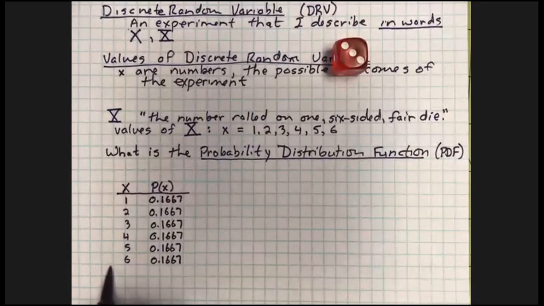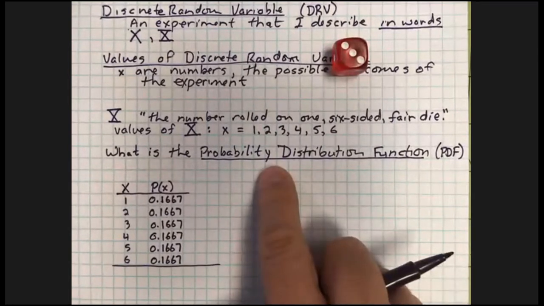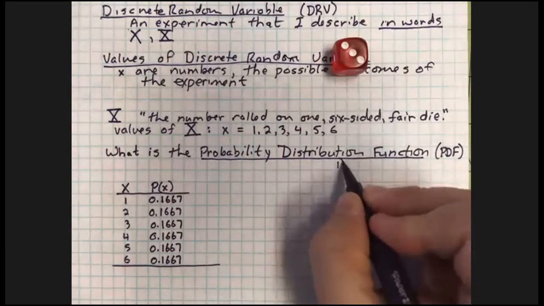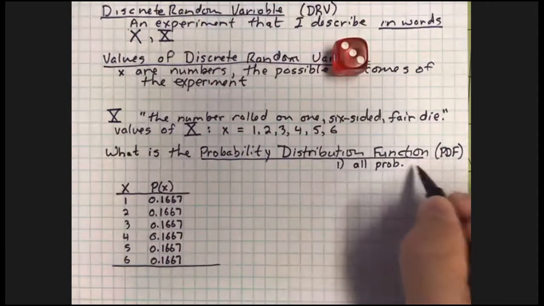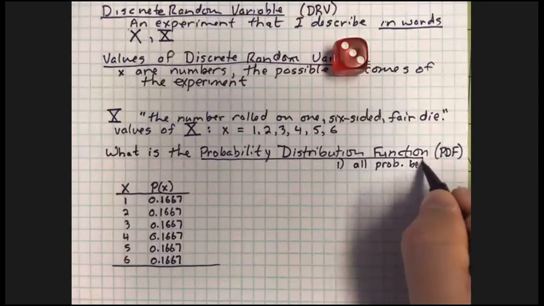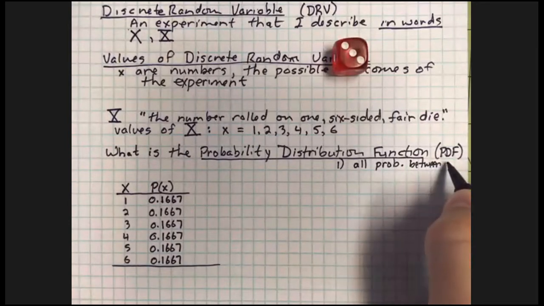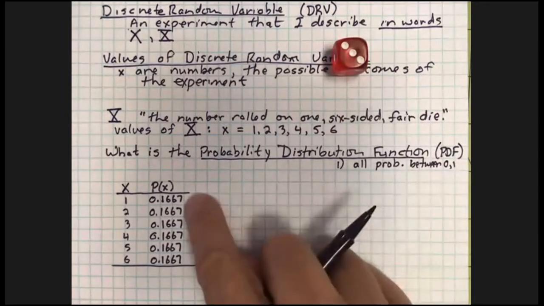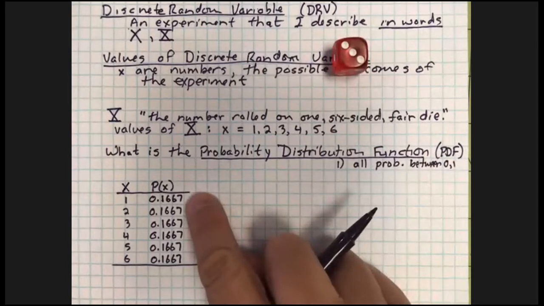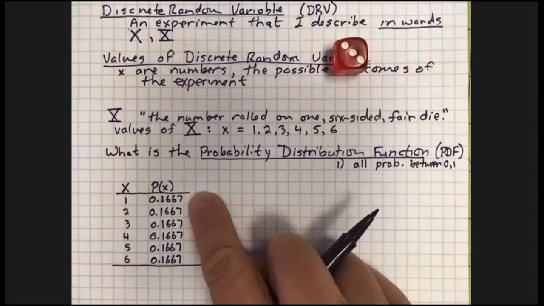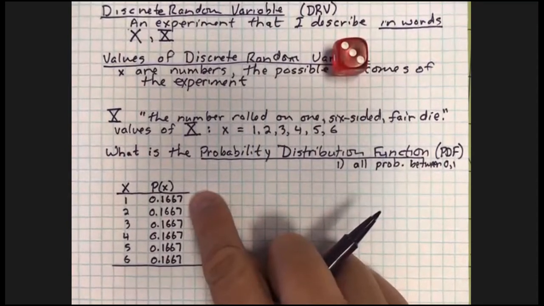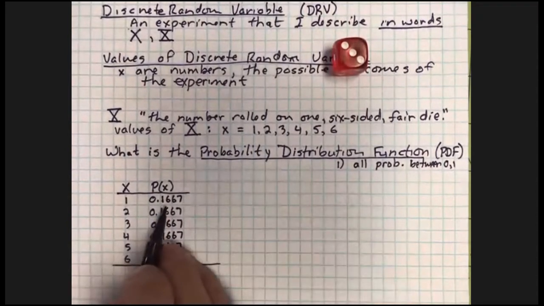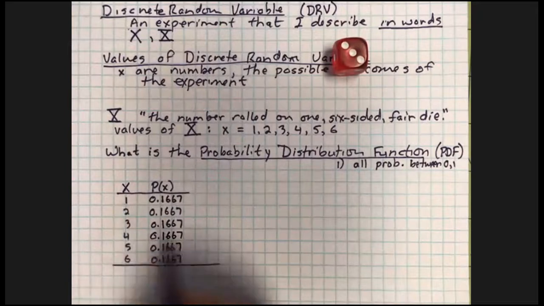Now remember, this has two special properties. What is a probability distribution function? It has two special properties. All the probabilities are between 0 and 1. So you cannot have a probability of -4. You cannot have a probability of 2. Something can't happen 200% of the time. These say 16.67% of the time I roll a 1.